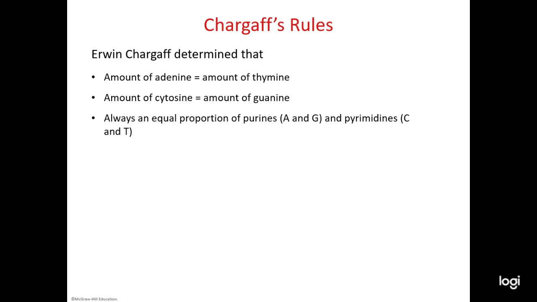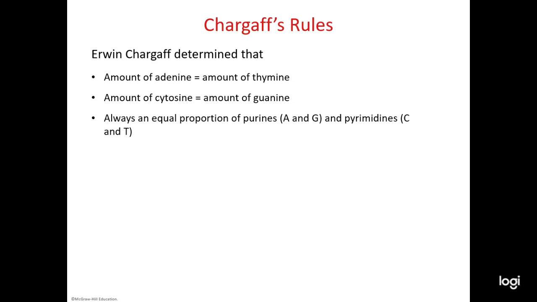So Erwin Chargaff determined that if you're studying any given chunk of DNA, and you have X amount of adenine, you have exactly that same amount of thymine, always. If you have X amount of cytosine, you have exactly that amount of guanine. And that's because, I know you remember this, adenine binds only with thymine and cytosine only binds with guanine, and vice versa, right?